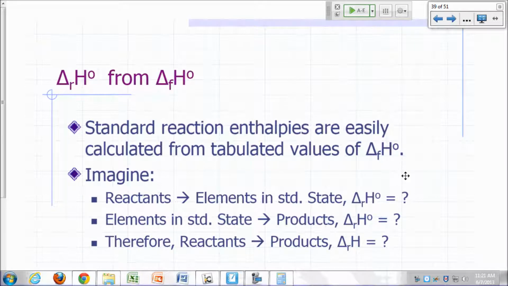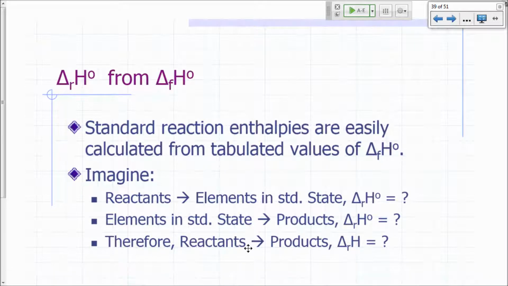All right. Standard reaction enthalpies are easily calculated from tabulated values of standard enthalpies of formation. Okay? So why is that? It's really just an application of Hess's law. Imagine your reactants, change it to elements in their standard state. What would be the delta H for that? That will just be the negative of the delta H formation of your reactants. Why? That's just the opposite of making it from the elements, right?